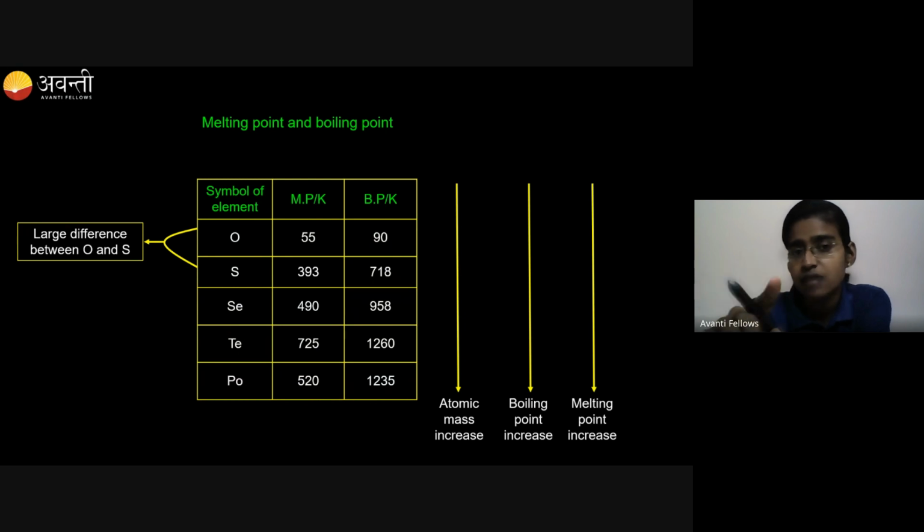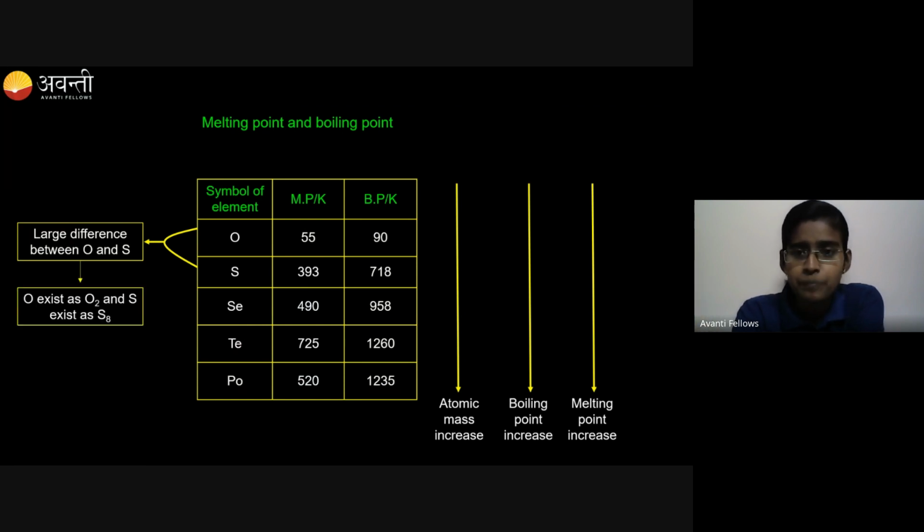For oxygen and sulfur, the difference is very large. Some around 200 difference is there, no? Difference is very, very large. Okay. It is due to its existence. Oxygen is existing as O2 and sulfur is existing as S8. So in sulfur, 8 atoms are there, and in oxygen only 2 atoms. So melting point and boiling point depend on the mass, right? Molecular mass. If more number of atoms are present, the molecular mass will be more. Then the melting point and boiling point will be very, very high. So that's why the difference is very high because of its allotropic form.